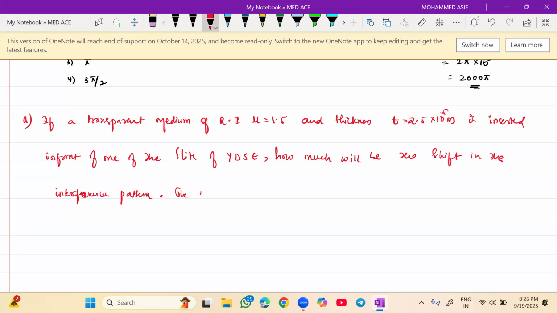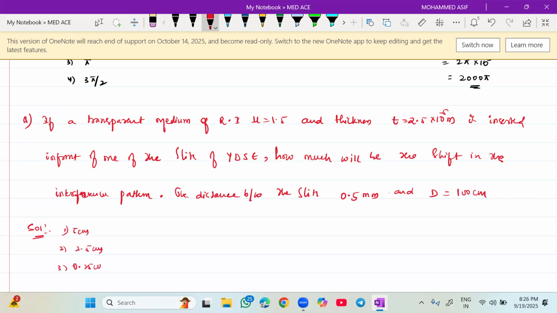Okay. Now the data is also given that the distance between the slits is 0.5 mm. And capital D, that means the distance between slit and screen, is equal to 100 centimeters. So one is given in centimeters, one is given in mm. So you need to take care of your calculations whether the option is in centimeters or meters. I'm giving you the options right now: 5 centimeters, 2.5 centimeters, 0.25 centimeters, and 0.1 centimeter. So options are in centimeters, so try to convert that into the CGS system.